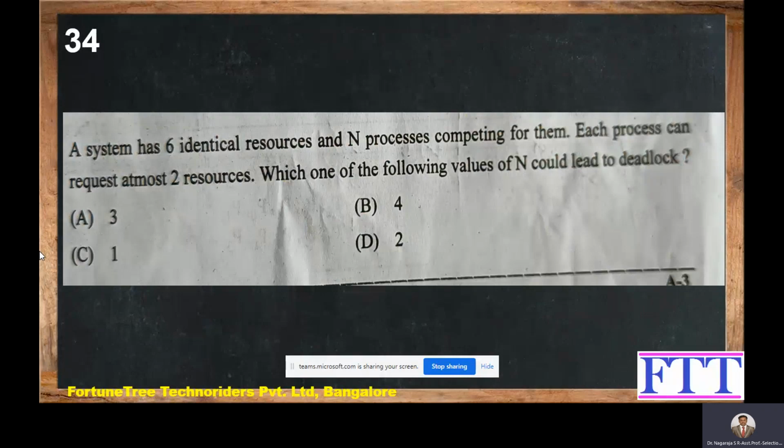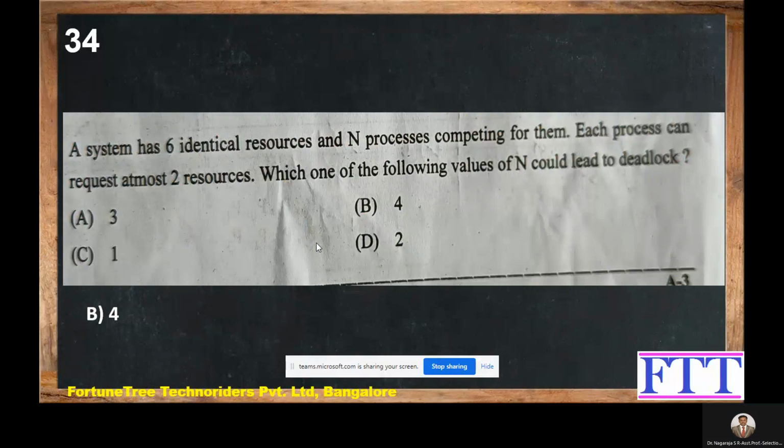Here each process will occupy 2 resources, which means if we have 3 processes, we don't have any issue related to deadlock. If more than 3, that is, if 4 processes come into the picture, only then will the deadlock appear. So option A they gave is 3, option B is 4, option C is 1, and option D is 2. So the right answer is option B, 4. 4 processes will always lead to deadlock.